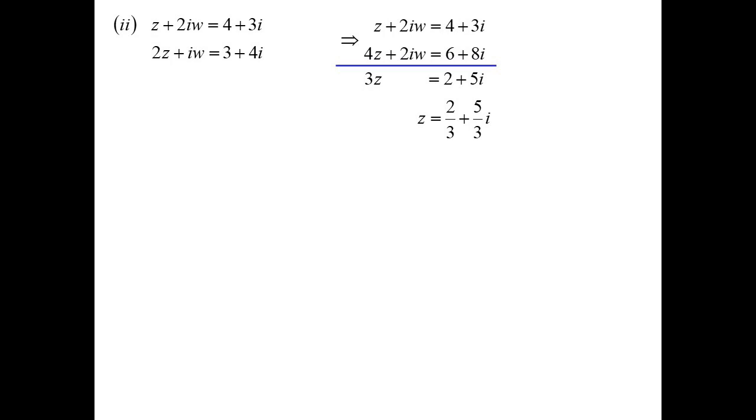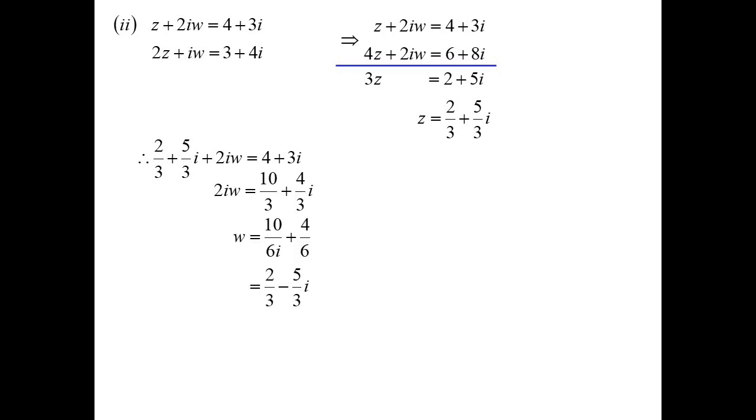You could have simultaneous equations that involve complex numbers. Well, the rules don't change. If I want to solve a simultaneous equation, the idea is make the coefficient of one of the things the same, so we can eliminate them. I've made the coefficient of w the same, so I've multiplied the second equation by 2. I do a subtraction, and I can see, well, z is 2/3 plus 5/3 i. Sub back in, and we can work out w. So exactly the same as we've been doing all along with simultaneous equations, just with this new class of numbers. So my solution, there we go, w is 2/3 minus 5/3 i, z is 2/3 plus 5/3 i.